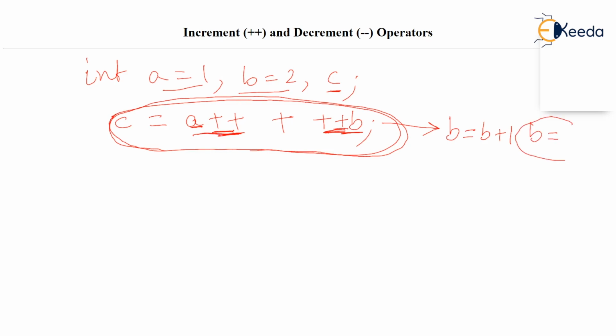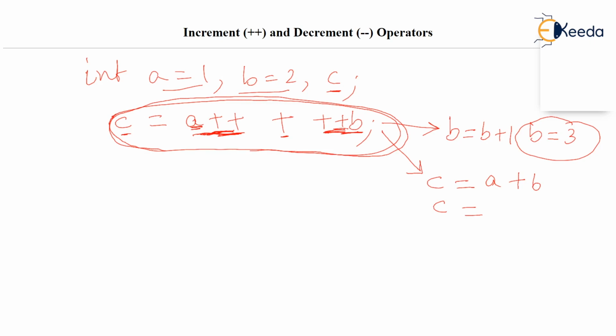Now what's next? You still can't increase A by 1. This is postfix. Now the expression will be solved. The expression is C equal to, and then you take the variable A, then the plus operator, then the variable B. So C should become A plus B, but the value of A has never changed.